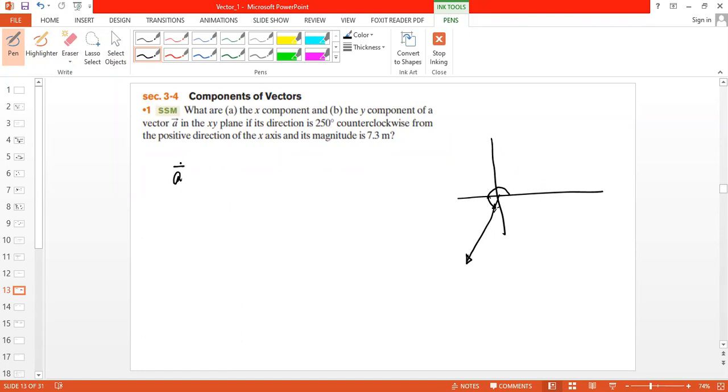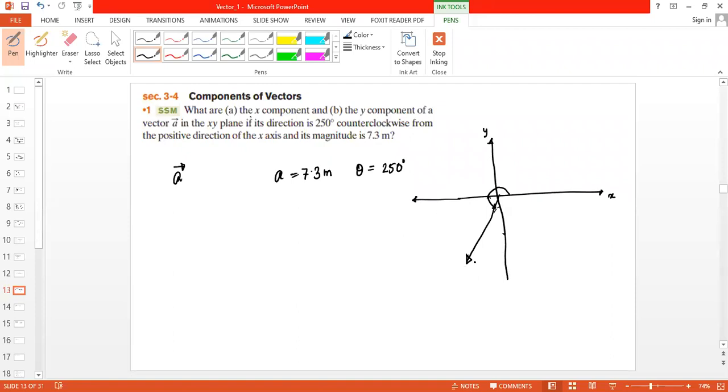A is a vector, and it is given that the magnitude of the vector A is 7.3 meter, and theta equal to 250 degree. Okay, and this is my y-axis. This is my x-axis. And now they are asking us to find out the x component of the vector and y component of the vector.